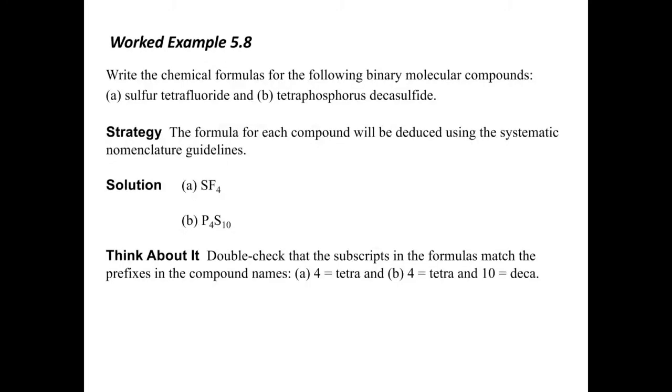Now here we're going backwards. Here we have sulfur tetrafluoride. I don't see the word mono in front of sulfur, so I know I just have one. Now I see tetra. So now I have 4 of whatever this is, fluoride, so I have 4 fluorides, so SF4. Then I have tetraphosphorus decasulfide. This tells me I have 4 phosphorus atoms. Decasulfide tells me I have 10 sulfides, so P4S10.